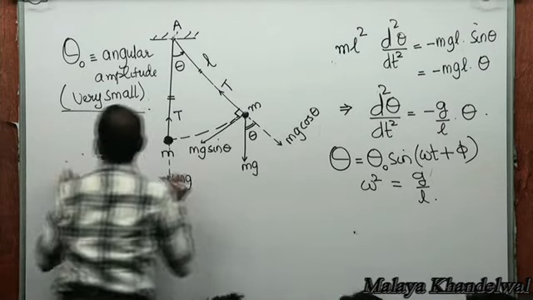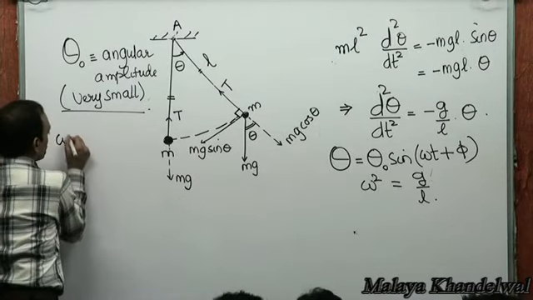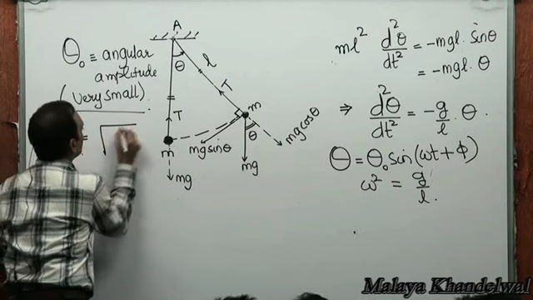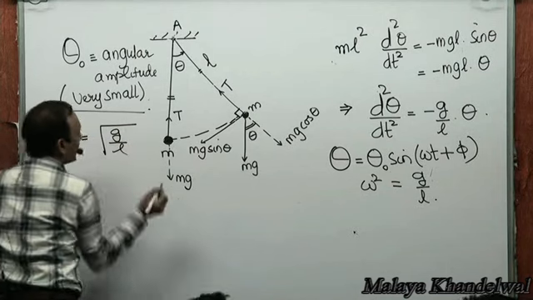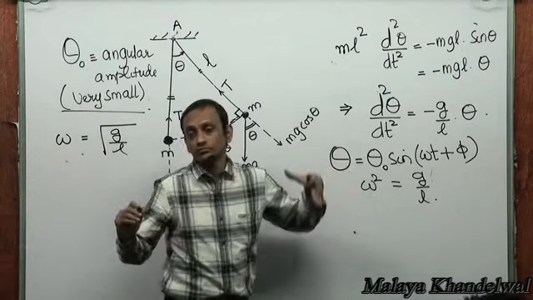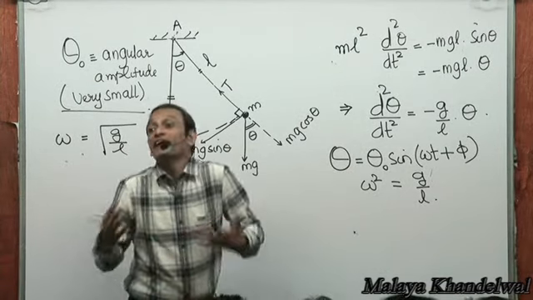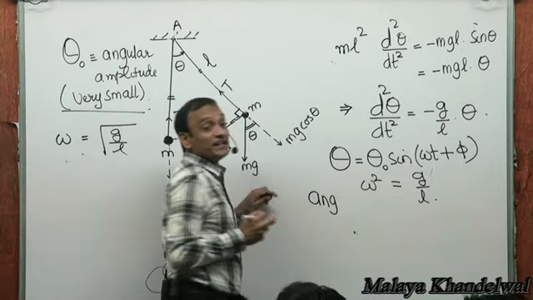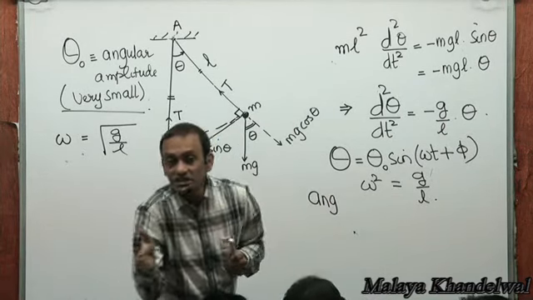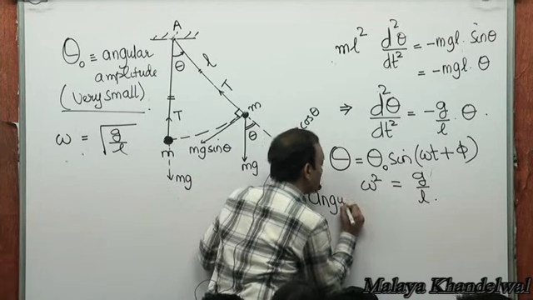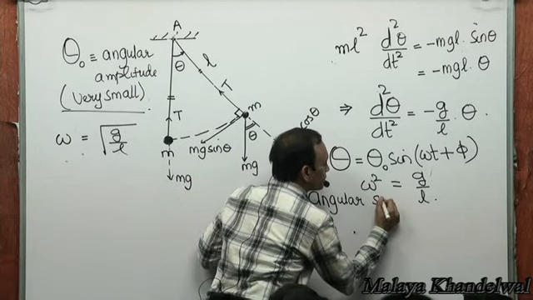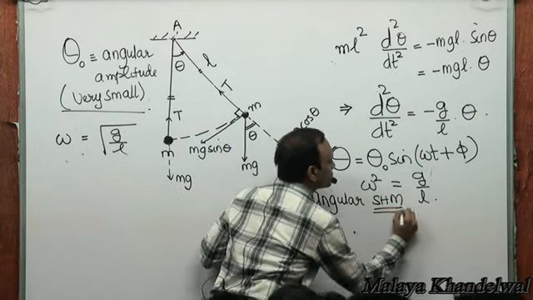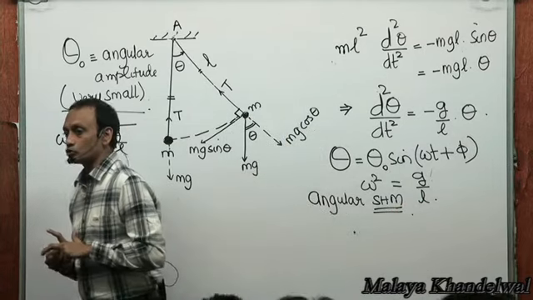In this case, omega is the angular frequency of the oscillator, and this kind of oscillation is called angular SHM. F equal to minus kx gave me linear SHM. This will give me what is referred to as angular SHM, angular simple harmonic motion.